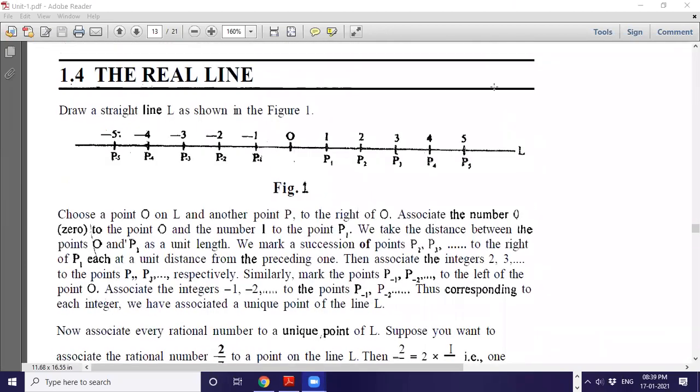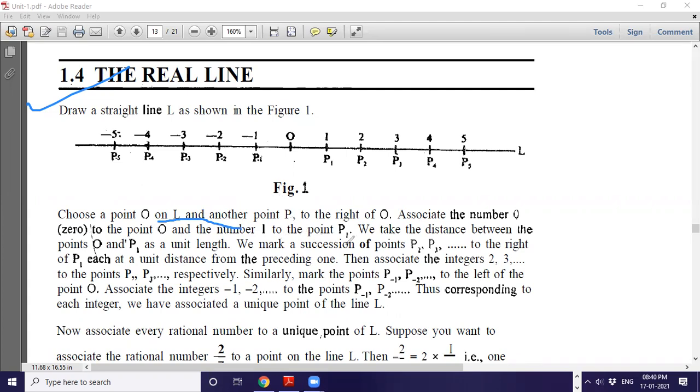Now consider this line. Draw a straight line like this figure: 0, 1, 2, 3, 4, 5, like that, -1, -2. So choose a point O on L and another point P to the right of O on L. Associate the number 0 to the point O and the number 1 to the point P1. We take the distance between these points O and P1 as unit length.